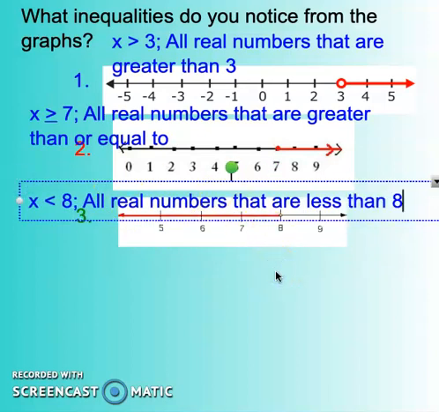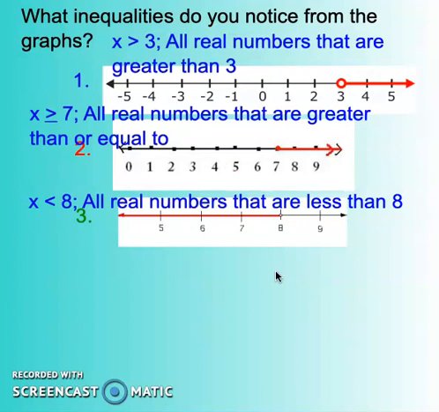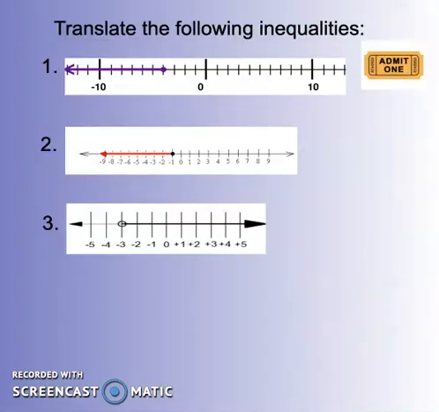And so today, this is what we're doing. We're translating. We're writing it in words. We first have to write it as an inequality, and then we can write it out in words. And so what I would like for you to do, here are three inequalities that are graphed, and I would like for you to translate them.